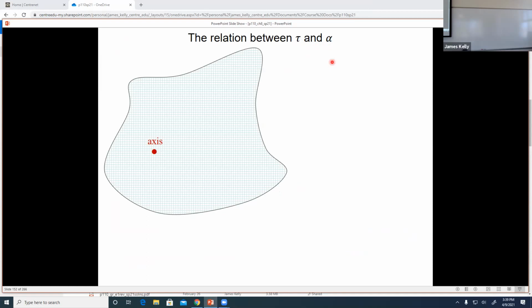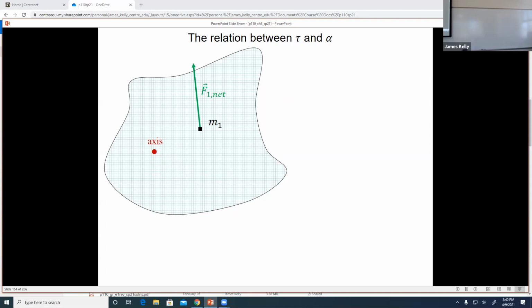Again, I'm going to imagine some arbitrary shaped object and a definite axis of rotation. And let's just focus on one tiny little bit of mass on there. So I'm going to say, here's a mass M1. It's just one of those little tiny squares I've got on there. And there's some net force that's being exerted on it.